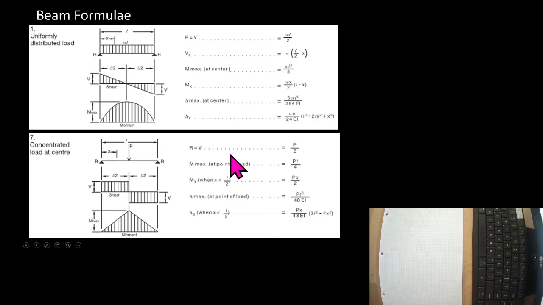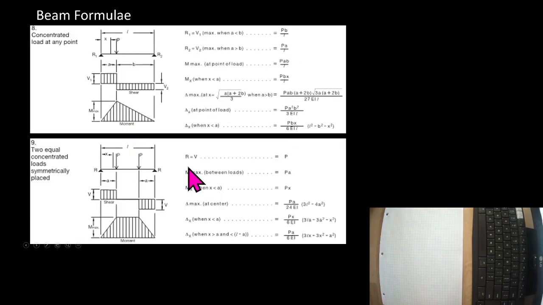But look at this one. We did this one already. M max at the point load, PL divided by 4, we calculated that. R equals shear equals P divided by 2. We calculated those already manually ourselves. So there are more of them up on the Quercus for you so that you can take a look at those. Well, maybe they're not. I should go make sure that you have those.